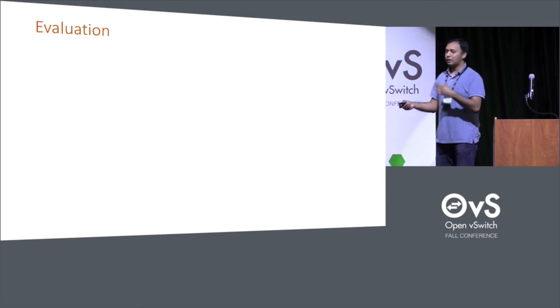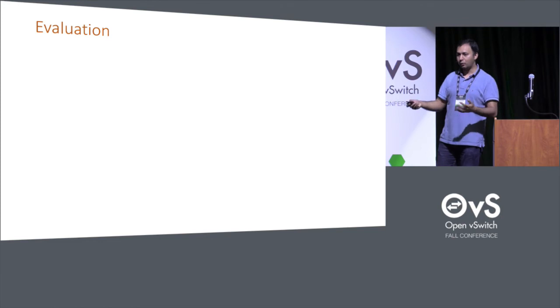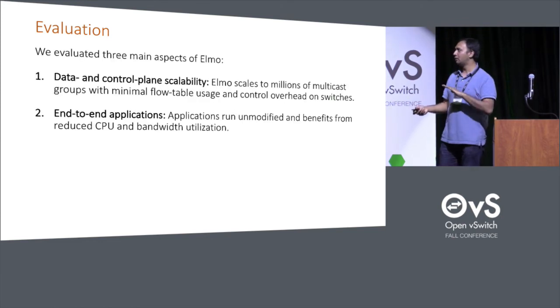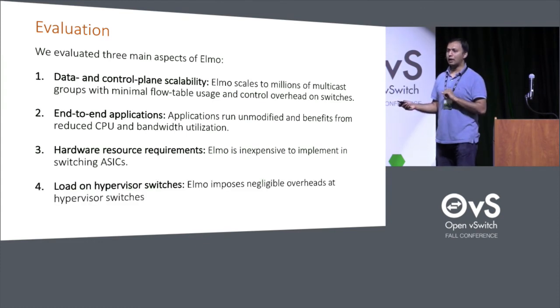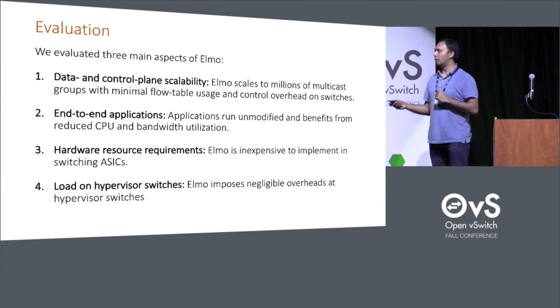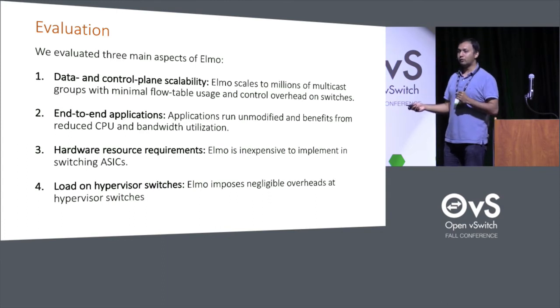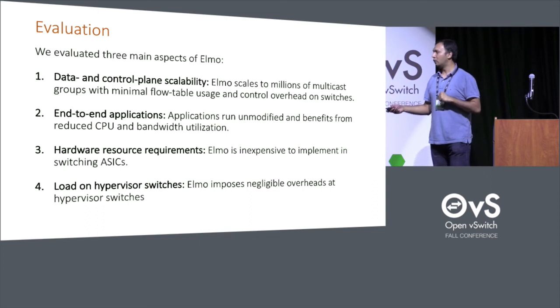So this was the typical way we implemented this, and I'll show you with the evaluation how we scale. In the evaluation, we evaluated four key parts. One was the data and control plane scalability: how do you scale in the number of groups you have, and what is the control plane overhead. Similarly, what was the end-to-end application performance? Then hardware resources, because we are using programmable hardware switches: how much header space are we using, and do we have some space available for other protocols? And then finally, the load on the hypervisor switches.